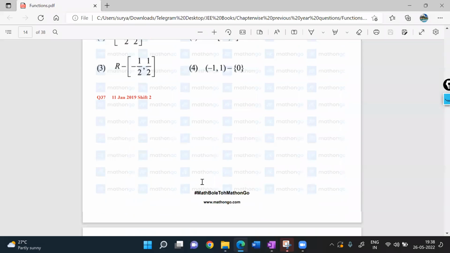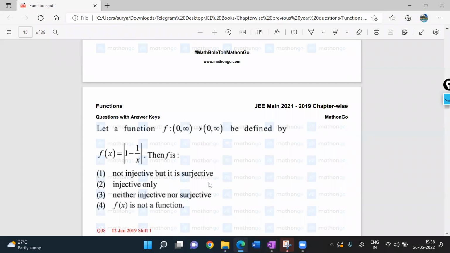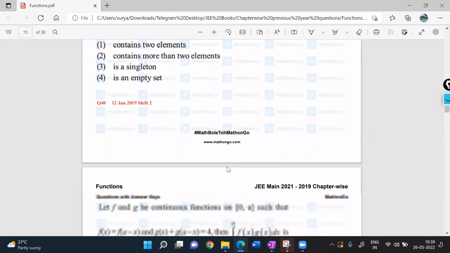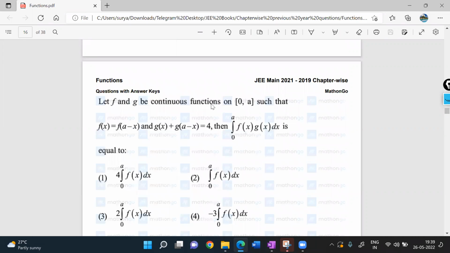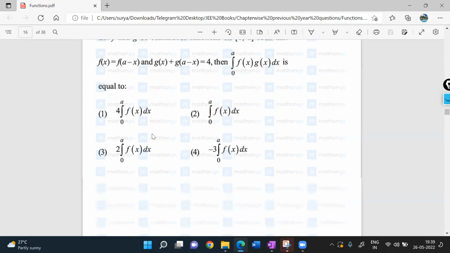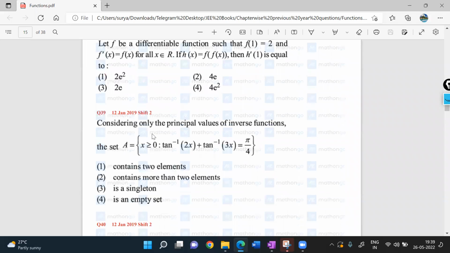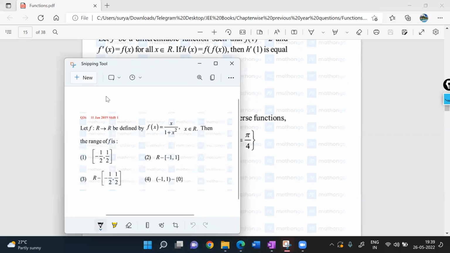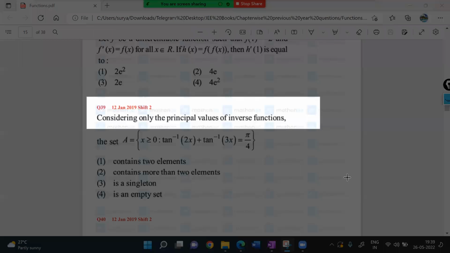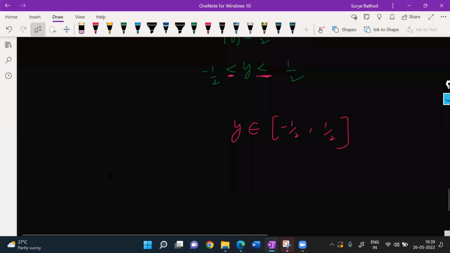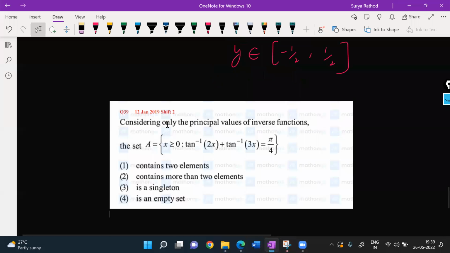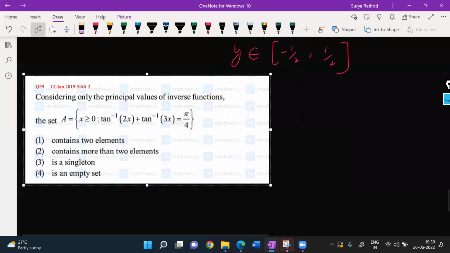The next question. Okay, I'll give a simple, very good question. Everyone solve this 39th question. Solve the 39th one. Quick.